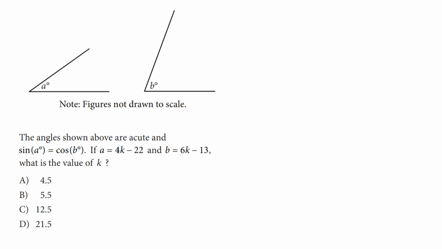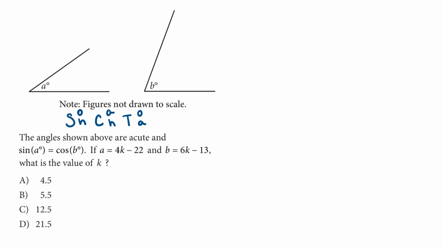The angles shown above are acute, and sine of A is equal to cosine of B. If A equals 4k minus 22 and B equals 6k minus 13, what is the value of k? Well, they're mentioning sine and cosine. So with sine and cosine, we know that sine is equal to opposite over hypotenuse, cosine is equal to adjacent over hypotenuse, and tangent is equal to opposite over adjacent using SOHCAHTOA.